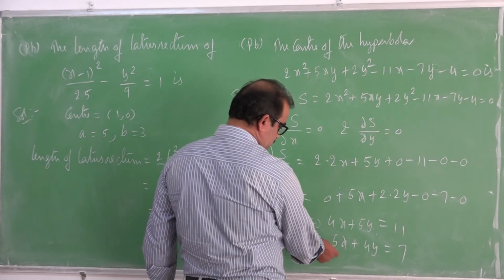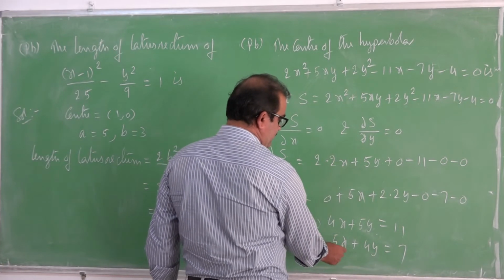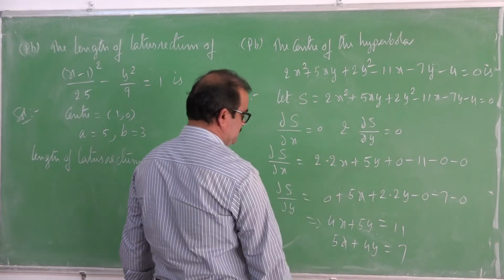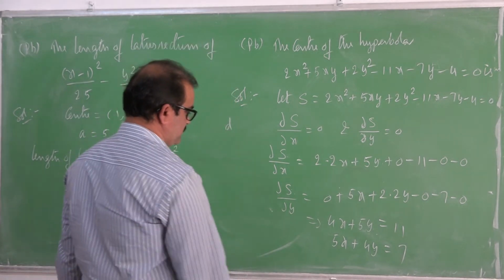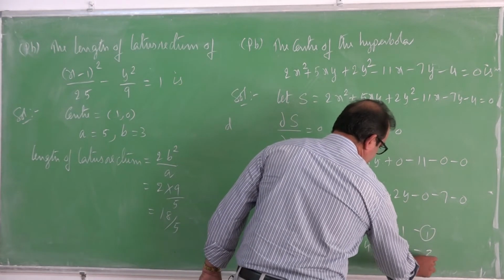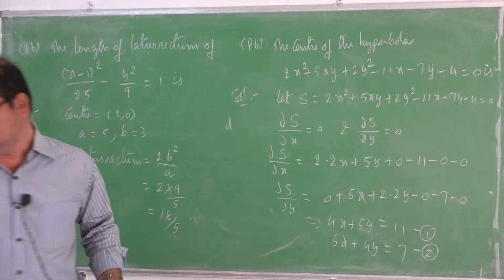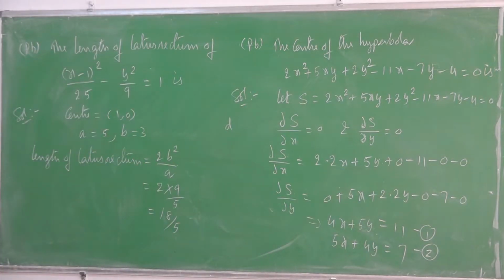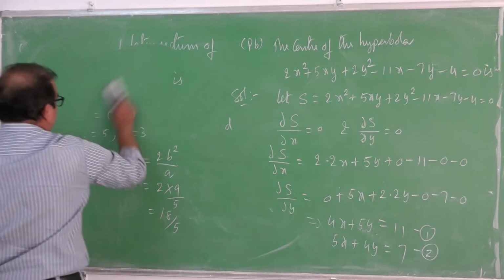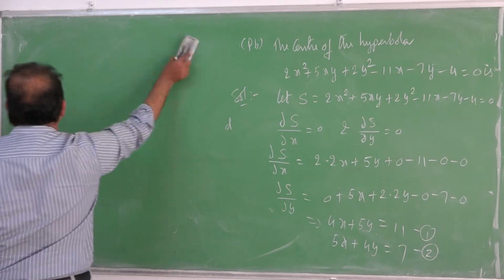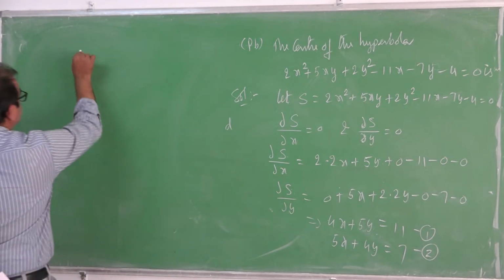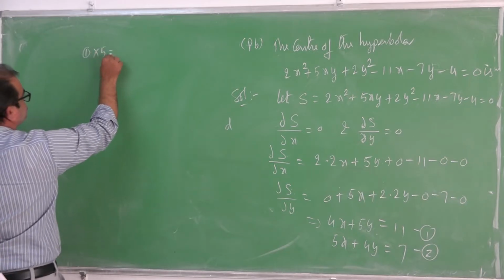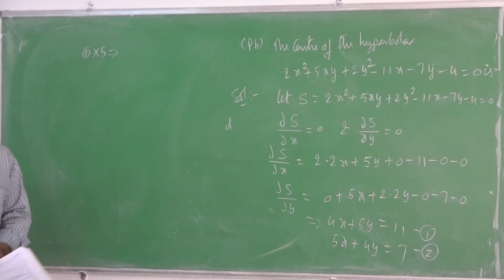Now solve these two equations and find the values of x and y, then that is called the center of that hyperbola. Let it be equation 1 and let it be equation 2. Solving 1 and 2. Multiply equation 1 with 5.